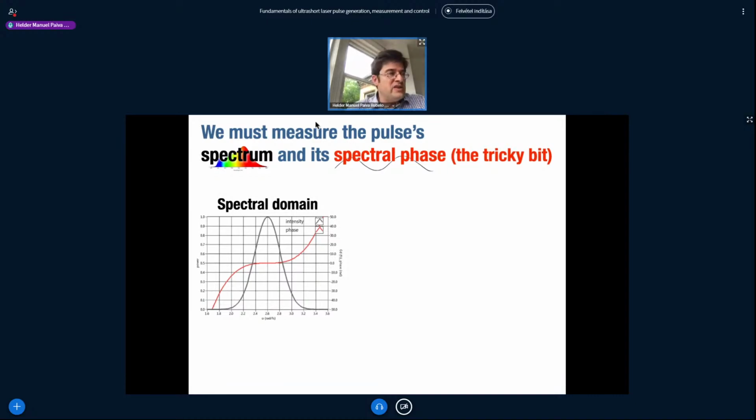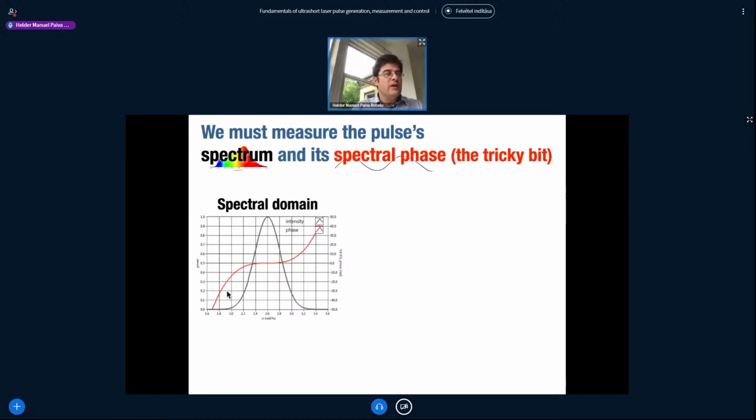However, you need another piece of information, which is the spectral phase. And this is the tricky bit. That's what's hard to measure, okay? And what I'm showing you here is what a pulse can look like in what we call the spectral domain, okay? So you have a spectrum, which is this black curve, which tells you which different colors, or frequencies, and this is their amplitude. So the spectrum tells you which different colors make up the pulse. And now the spectral phase is this curve here in red, and what the spectral phase tells you is how each different color contributes to make the pulse.